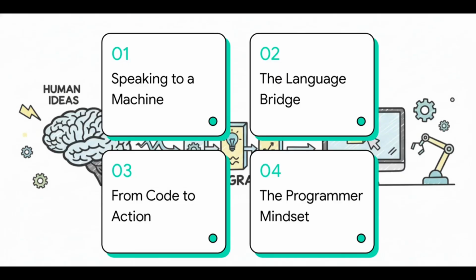All right, so here's our game plan. First up, we're going to tackle the main problem. How in the world do you even talk to a machine? Then we'll look at the brilliant solution that makes all of this possible. After that, we're going to peek under the hood and see the mechanics of how your code turns into real action. And finally, we'll talk about the most critical piece of the puzzle, the human mind behind the code.